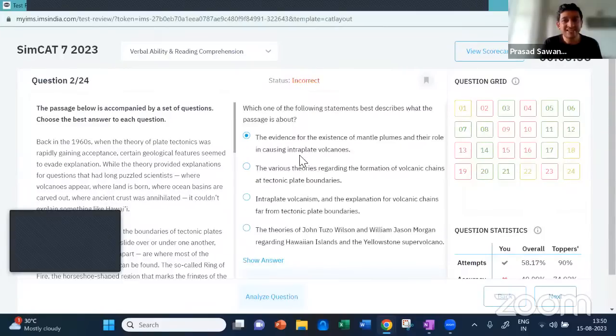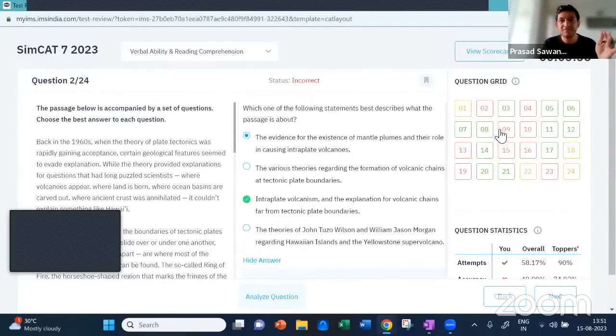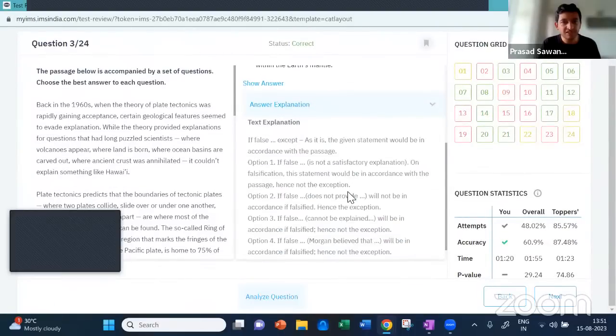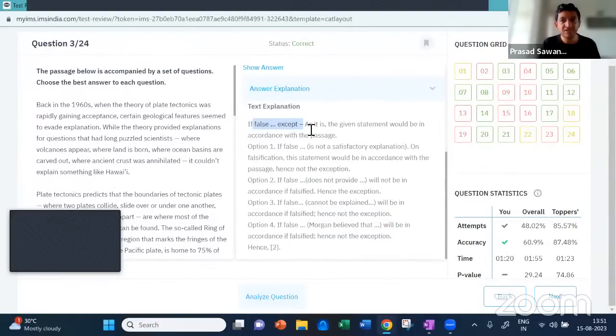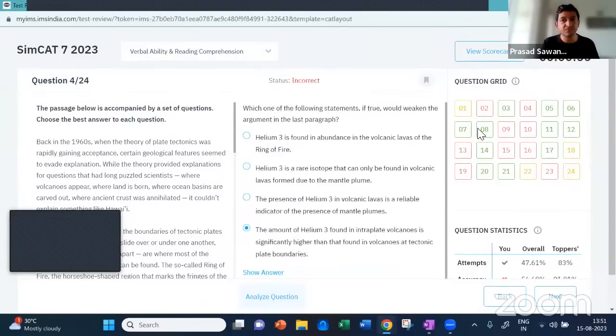Okay. Second question, mantle plumes and their roles in intraplate volcanoes, was wrong. So let's see. Okay. So I think I messed up reading the passage. Third was fine. If false, except, so one word of advice for you. So if false, except, two negatives, we are talking about something that is justified by the passage, right? So that is what we have to do. I'm not sure of the explanation. Yeah, if false, except, as it is, the given statement would be in accordance with the passage. So that is how you can think about it. Two negatives, you can convert it to a positive.